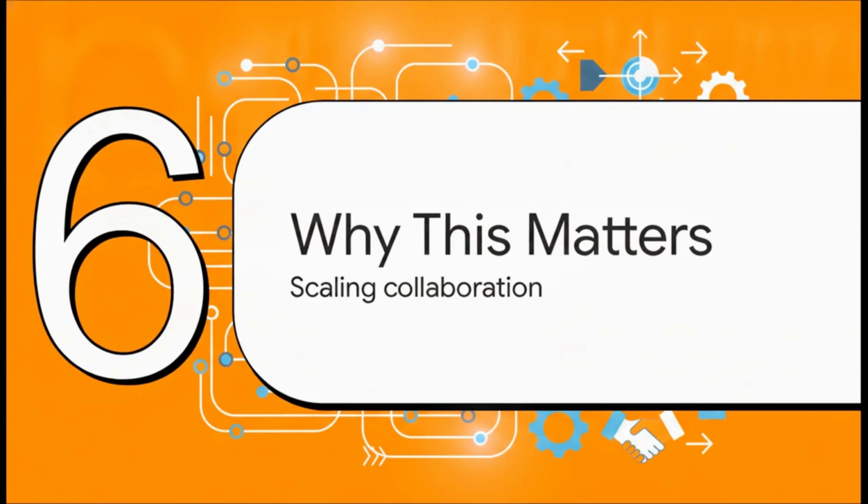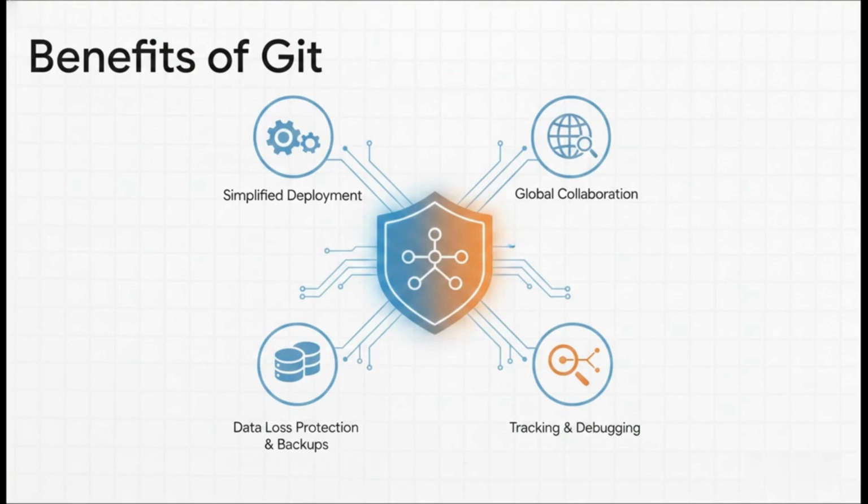And lastly, Section 6, Why This All Matters, Scaling Collaboration Securely. Let's bring it all together. By giving us instant local access and a complete, basically tamper-proof history, distributed version control takes what used to be a highly stressful, chaotic, overwrite-risk scenario and transforms it into a secure, highly collaborative environment.